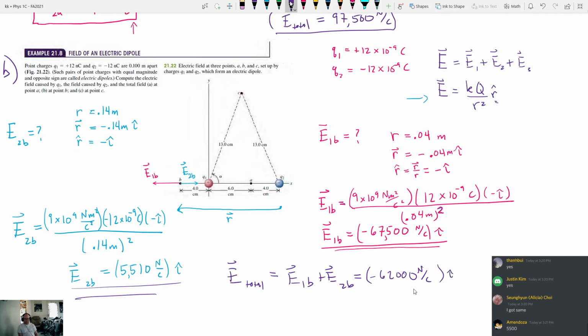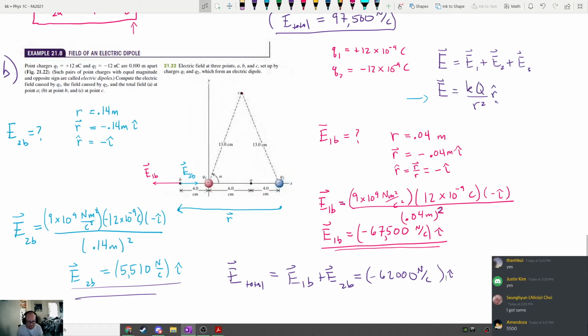And the net field does point left, which is what we expect because Q1 is closer. So that means E1B has to be bigger than E2B. And it is. You can see, E1B is more than 10 times as big as E2B, even though they have the same charge, because of the distance between them. All right. Any questions about that?